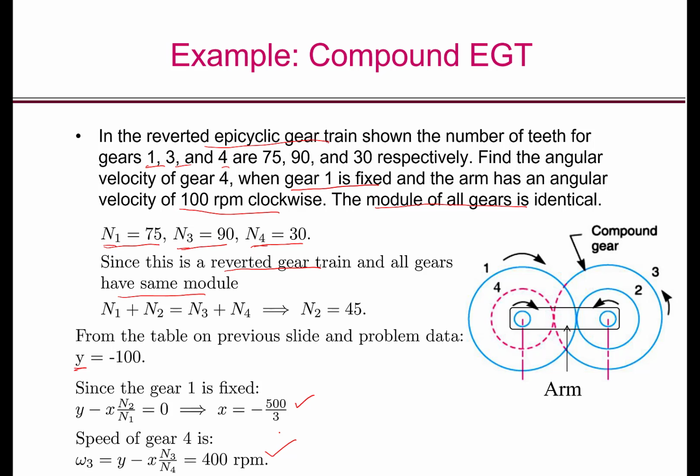If we know how to analyze the gear train without the arm, then analyzing the gear train with the arm is just applying the method of superposition. And this is the same idea that we'll be using when we analyze the planetary or ring gear train in the next couple of slides.